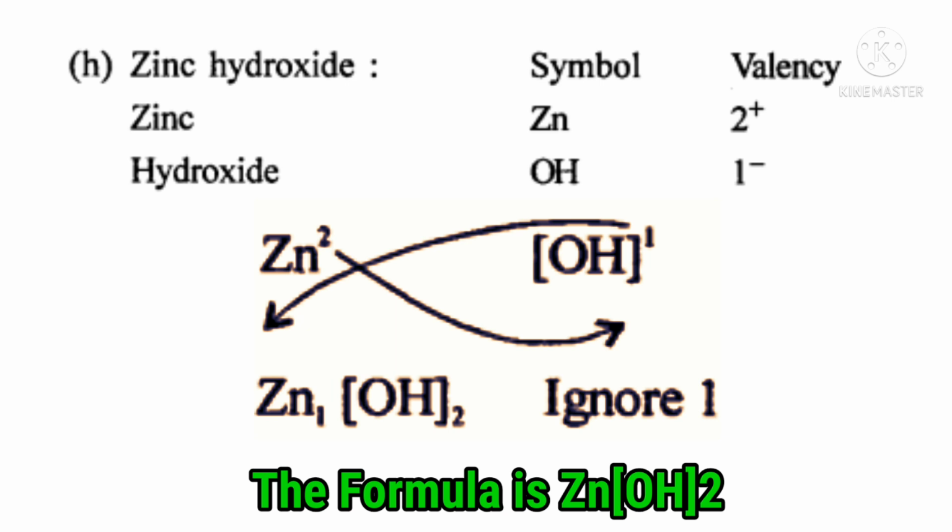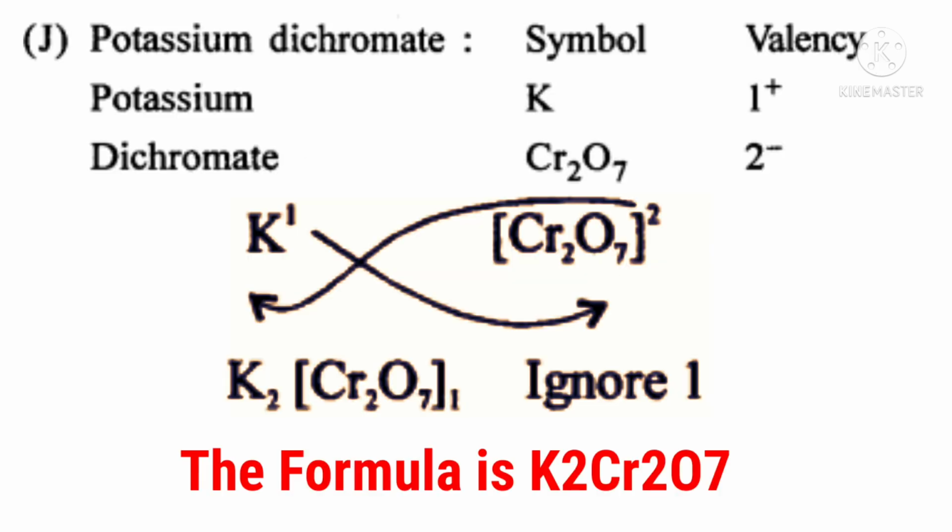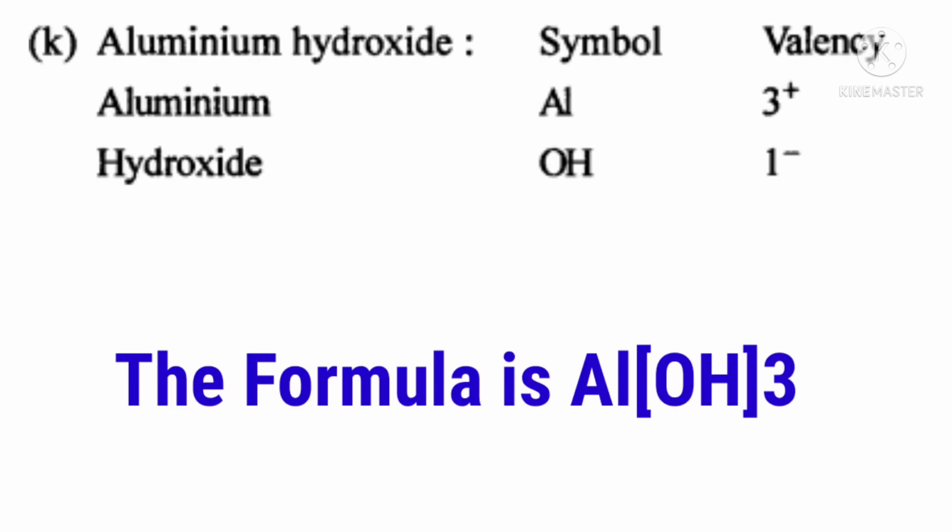Zinc hydroxide. The valency of zinc is 2. So Zn(OH)2. Here the bracket is important. Potassium permanganate. The formula is KMnO4. Both the valencies are 1, so no bracket required. Potassium dichromate. Here the valency of dichromate is 2. So K2Cr2O7. Aluminium hydroxide, Al(OH)3. Aluminium valency is 3.